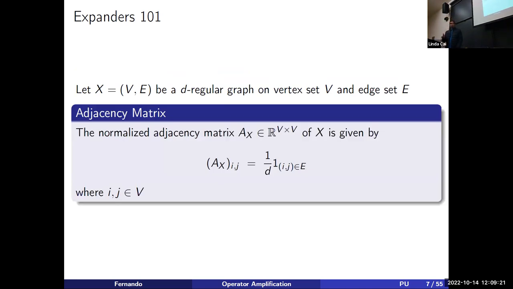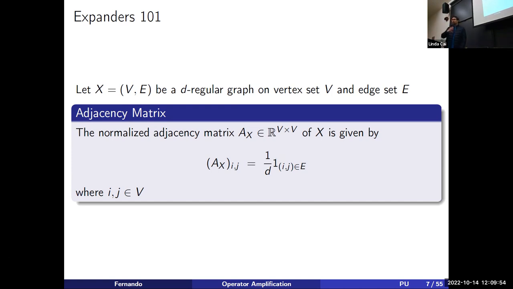A very useful object that you associate to a graph is the adjacency matrix, or sometimes the normalized adjacency matrix. Here we form a matrix in R^(V cross V), indexed by pairs of vertices, and we put a one in the corresponding entry if there is an edge between i and j, and zero otherwise. It's going to be convenient to normalize, to multiply by 1/d, so that things are uniform and you're able to compare the objects.